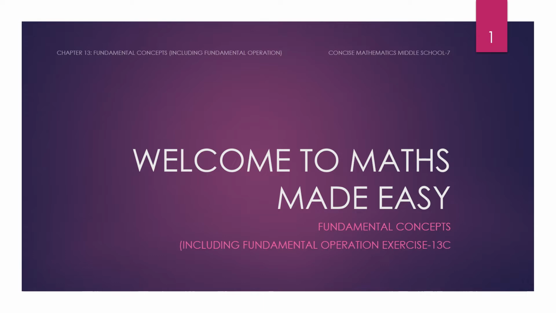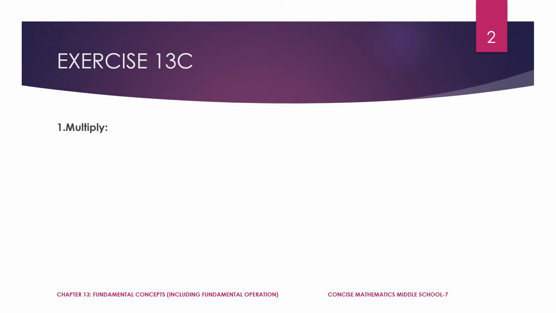Fundamental concepts including fundamental operations, exercise 13C part 1. Our first question, multiply. Here they have given a monomial expression. Because it has only one term, it is called a monomial expression. Here we need to multiply all the three monomial expressions. So just place a multiplication sign between these three expressions. Now we can just multiply with each other.